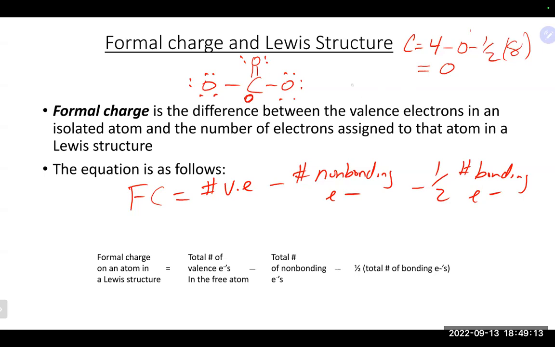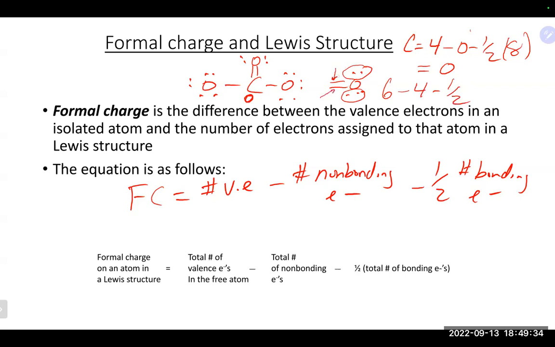If we do our double bonded oxygen, in this case, the number of valence electrons in oxygen by itself is 6, minus the number of non-bonding electrons in the double bonded oxygen, which is 4, minus 1/2 the number of bonding electrons, which are the lines.